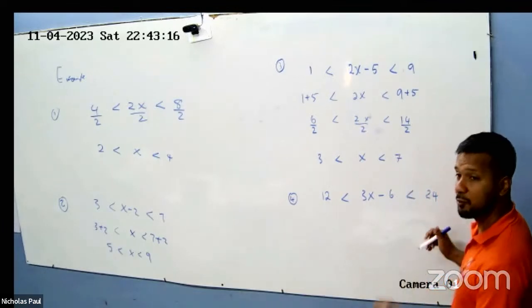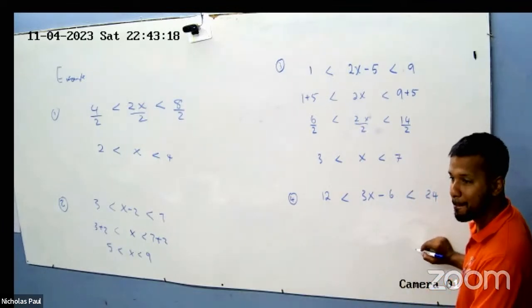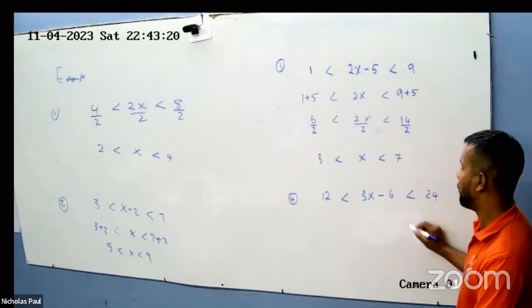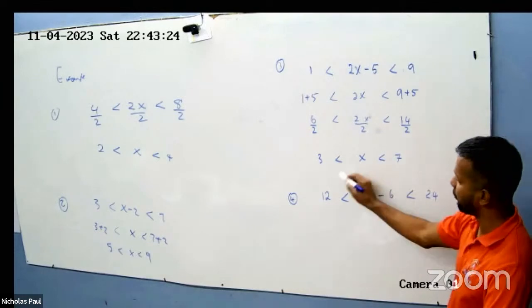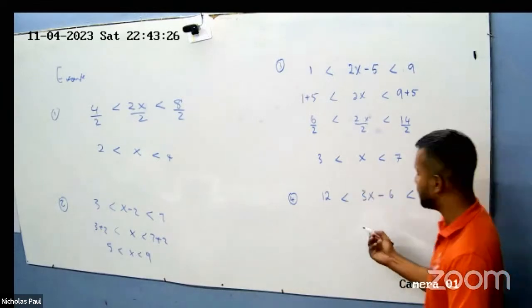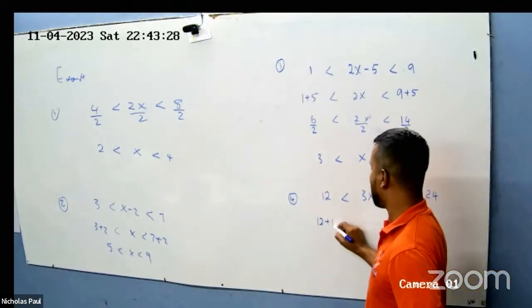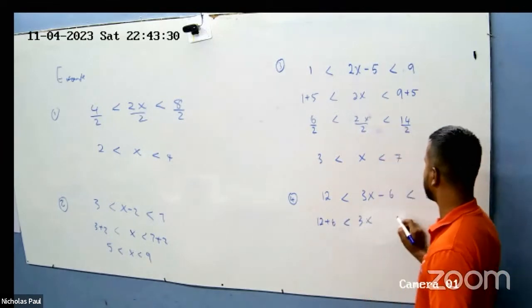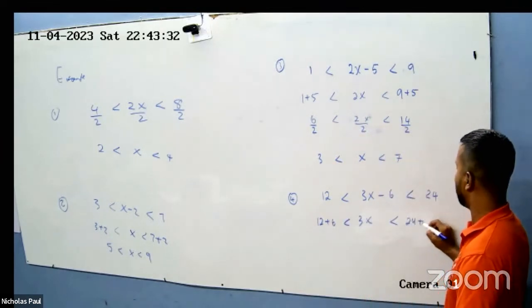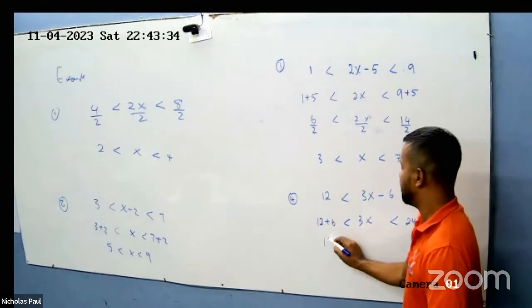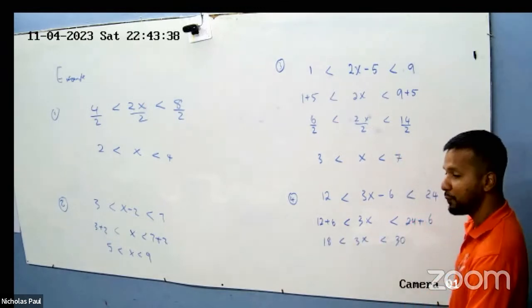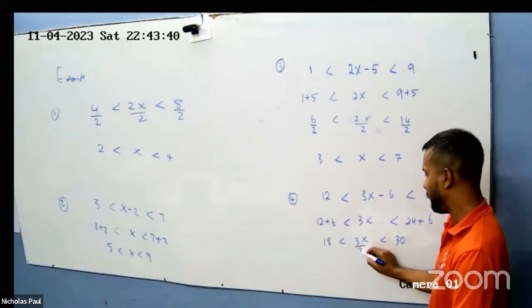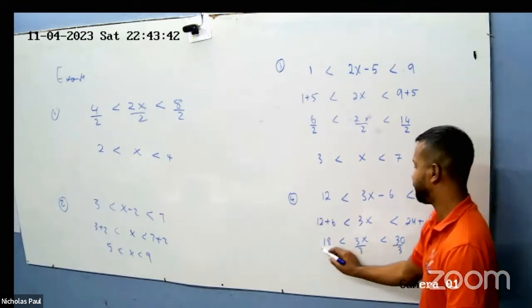Alright, what to do? What's the first thing to do? Carry across minus 6, and it becomes plus 6, right? So it becomes 12 plus 6 is less than 3x is less than 24 plus 6. So 18 is less than 3x is less than 30. Next step is what? Divide by 3, divide by 3.